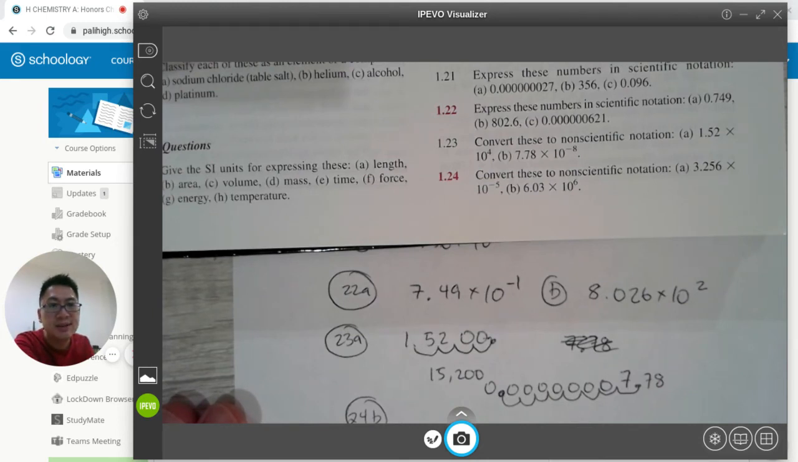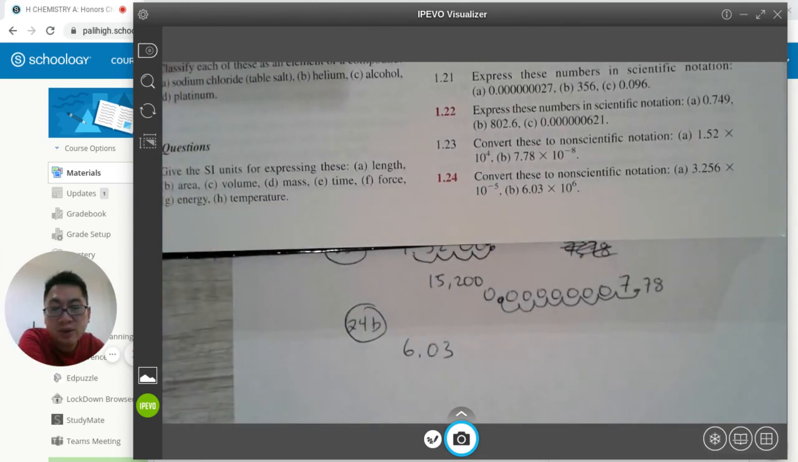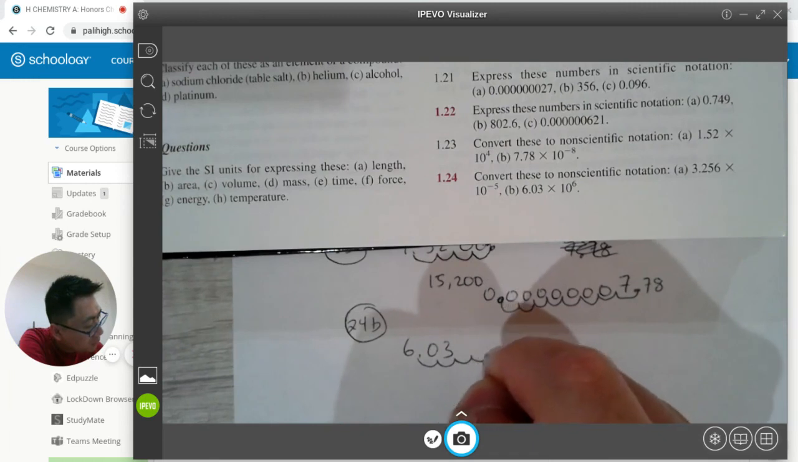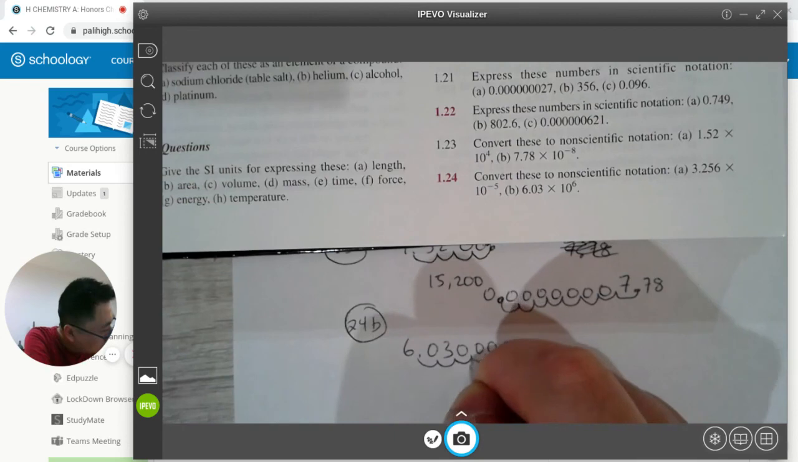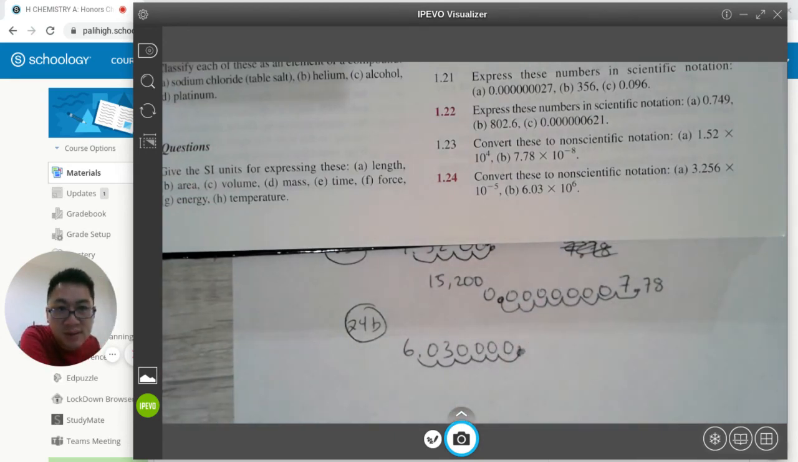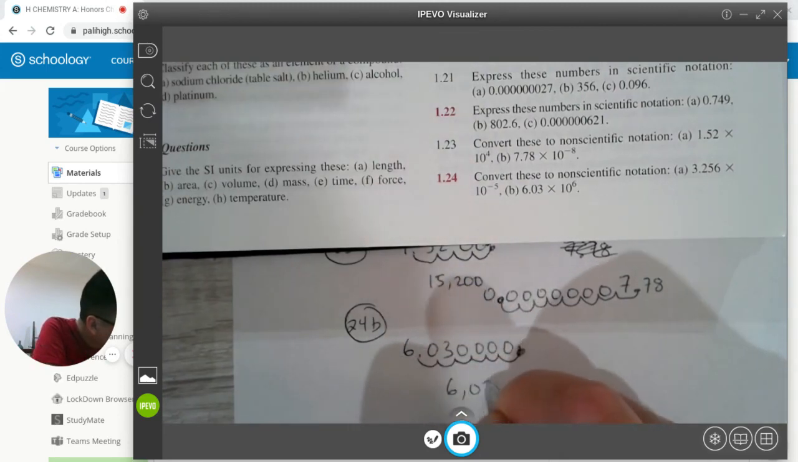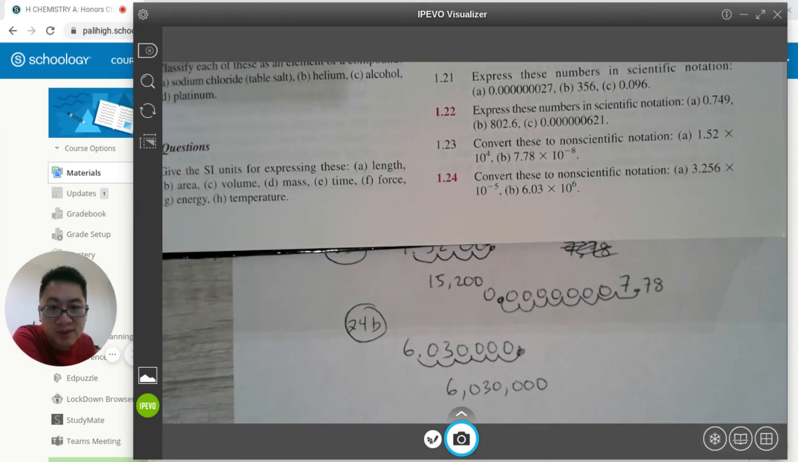Okay, now I'll do this one. Question 6.03. I'm going to move the paper so it's on the screen. I want to move the decimal point over to the right. In other words, this is to the positive 6, so it's going to be a big number. 1, 2, 3, 4, 5, 6. Decimal point there. Fill in the zeros. So that is, well, comma there, comma there, 6,030,000. So that should be 6,030,000. Okay.